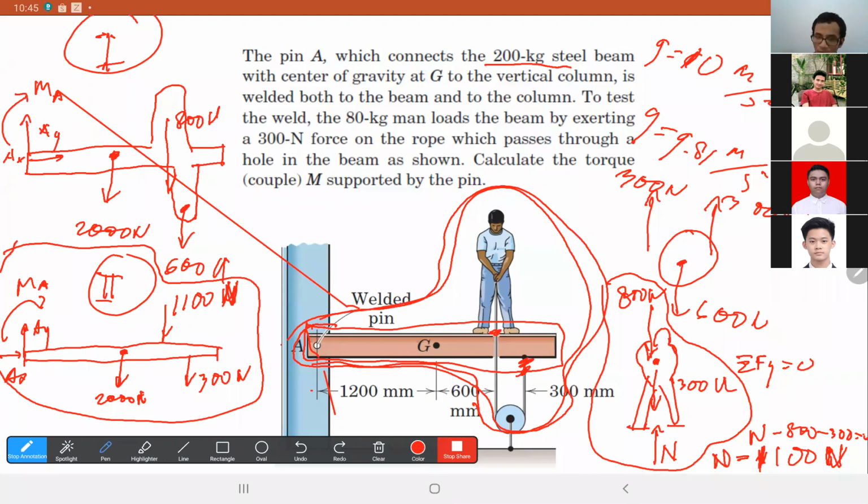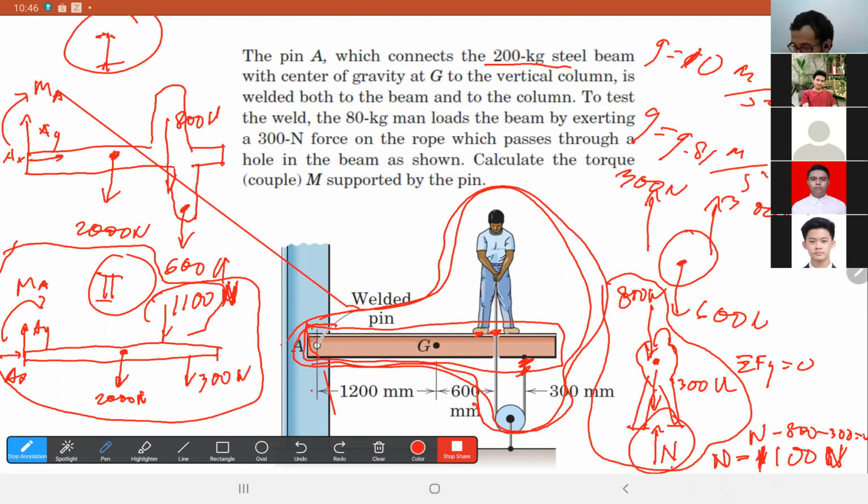No. The normal force is action-reaction with the weight and the pulling force, this one. And the normal force here, because it's action and reaction, the normal force is going up for the man here, but it will be going down for the beam, right? Because it's action and reaction.